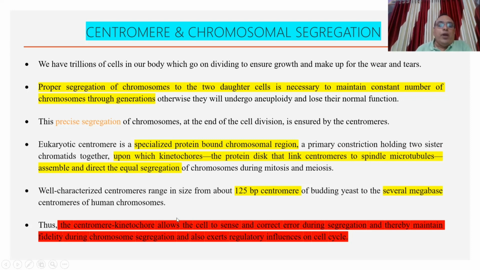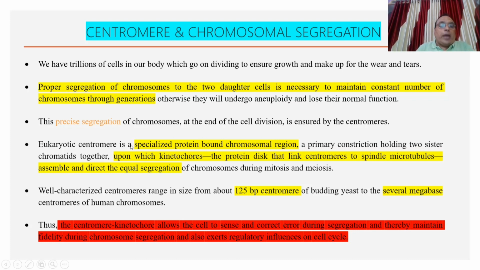At this point of centromere, a disc-like protein, the kinetochore, will be attached, and to that kinetochore, spindle fibers will come to attach, and those spindle fibers will pull the chromosomes towards the opposite poles, so that the complete set is made available to each of the dividing cells.